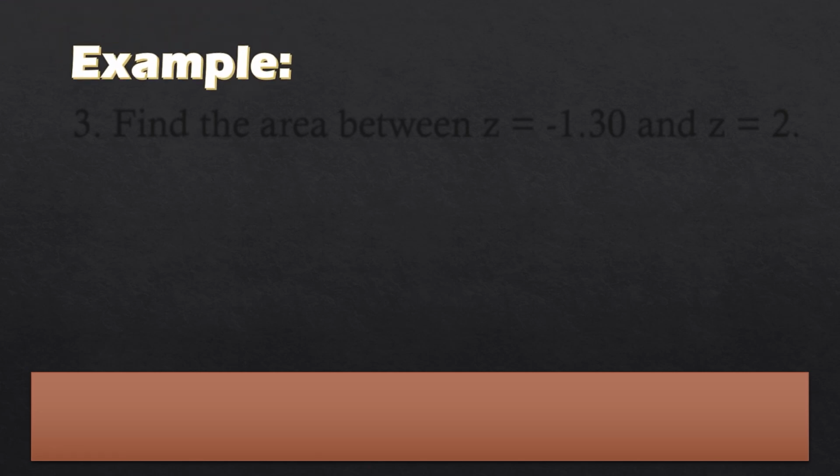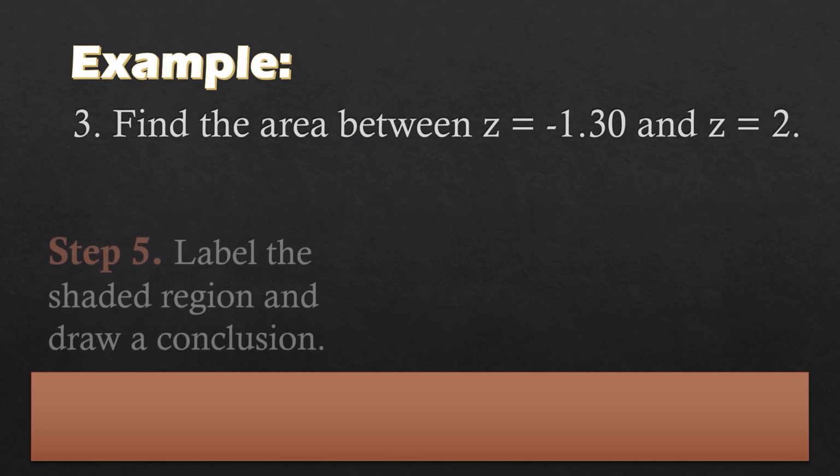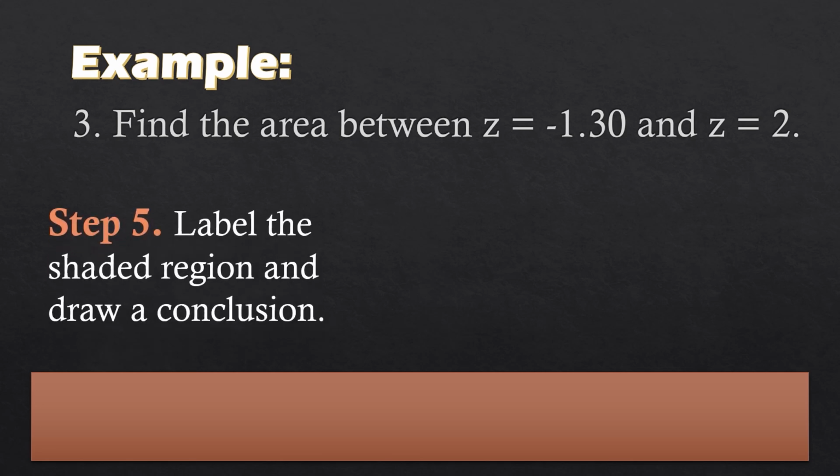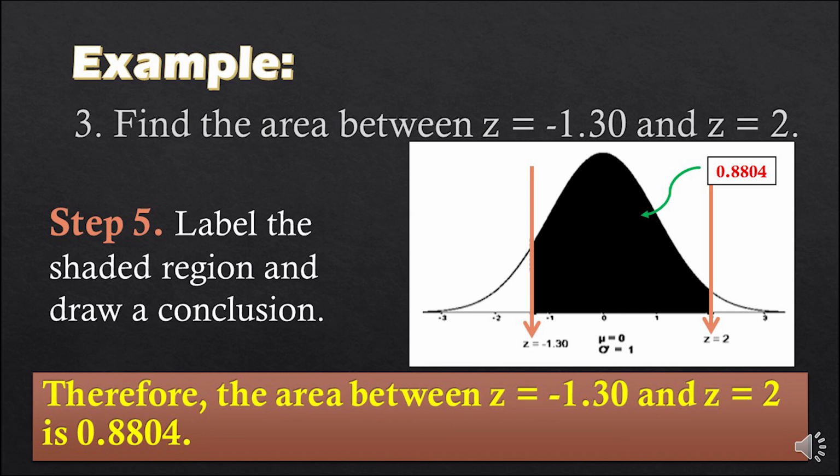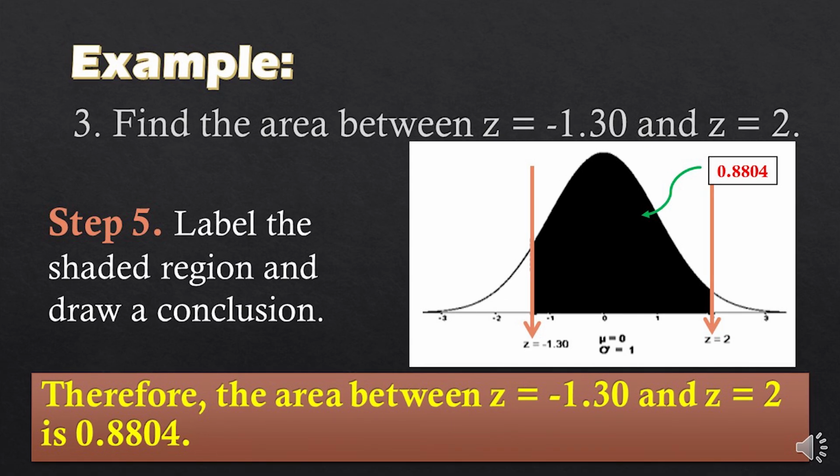Therefore, for our last step, we need to label the region and draw the conclusion. Here is the region for the area between z equals negative 1.3 and 2. This region has an area of 0.8804. Again, the area between z equals negative 1.3 and z equals 2 is 0.8804. So that's it for our lesson number 6.